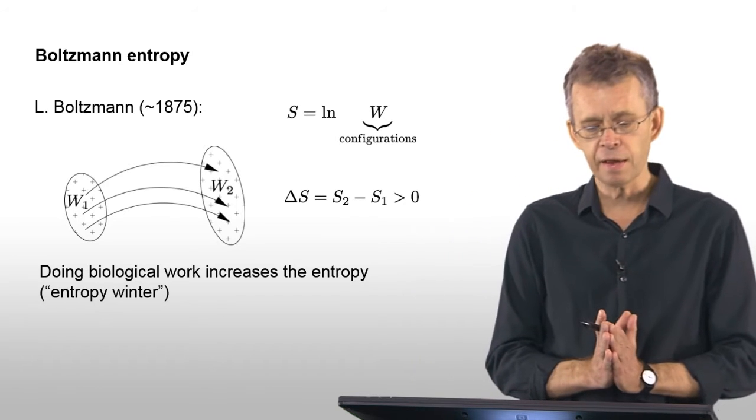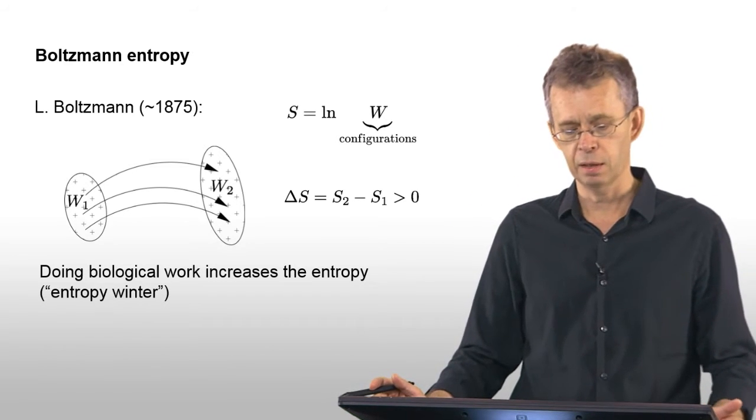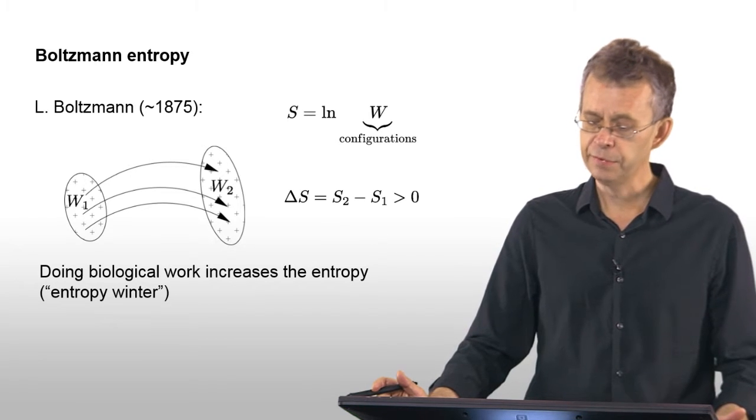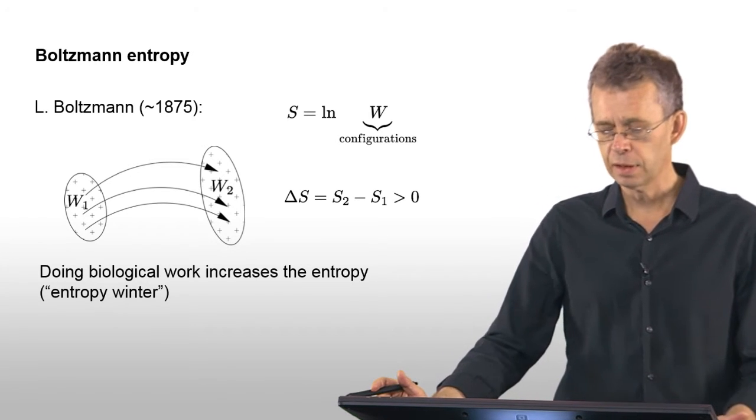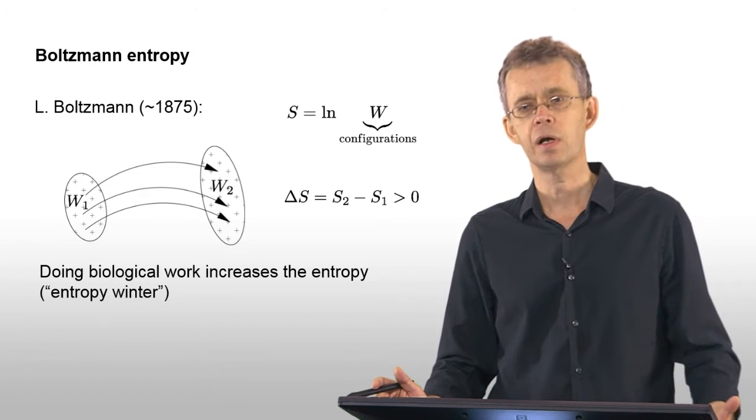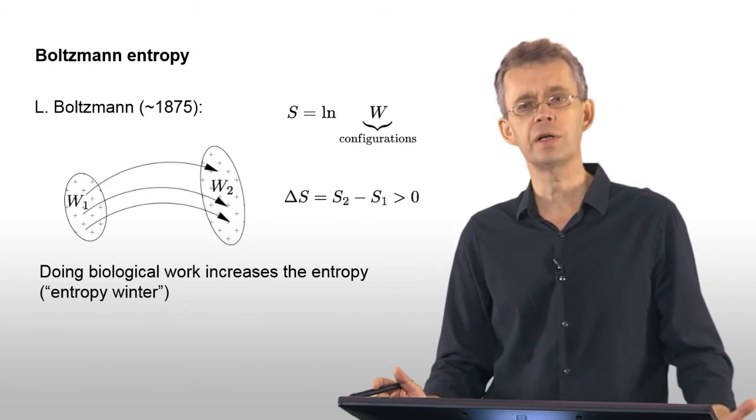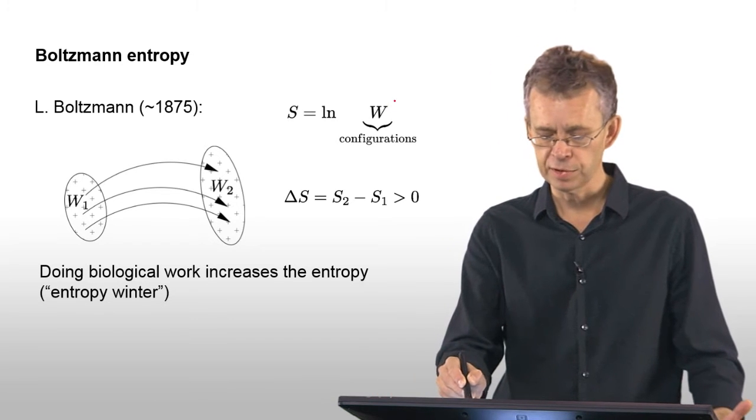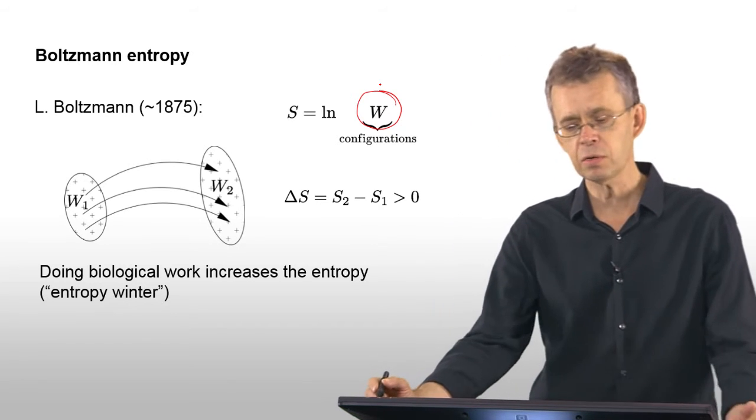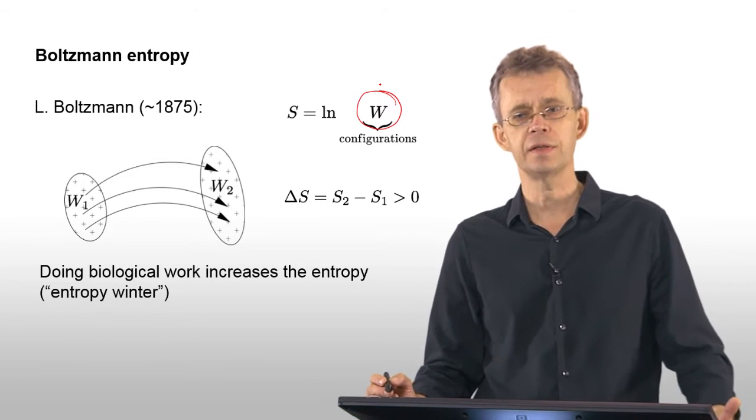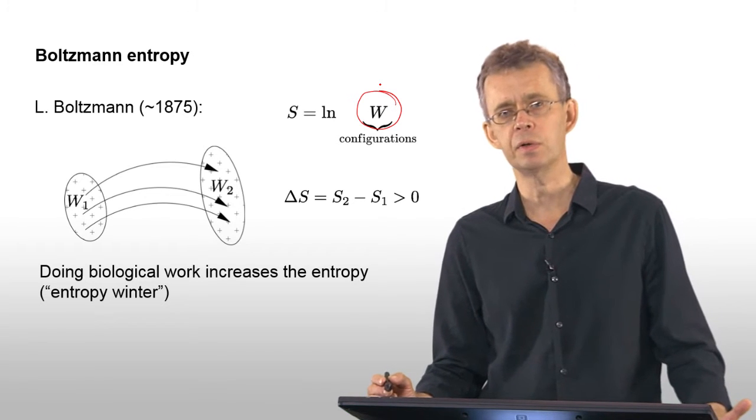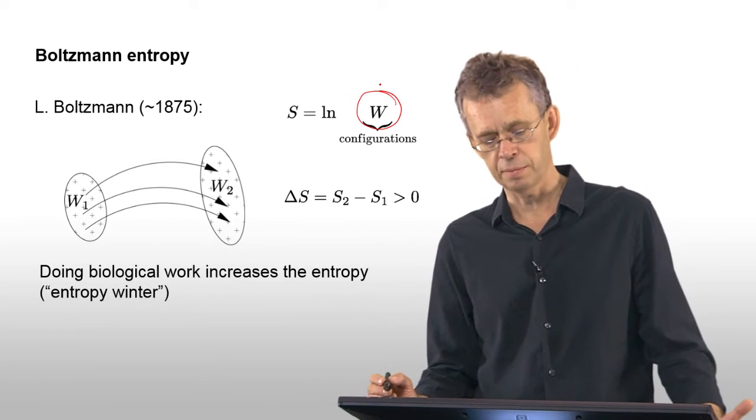We could not understand that until the time when Boltzmann actually produced his definition of the entropy, and according to him, the entropy can be used to measure the number of configurations available to the system. So this W stands for the number of configurations. We can also call this W the measure of disorder. If you have more configurations, it means you have more disorder in the system.